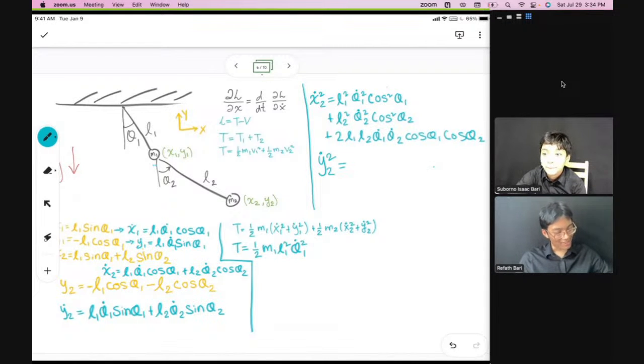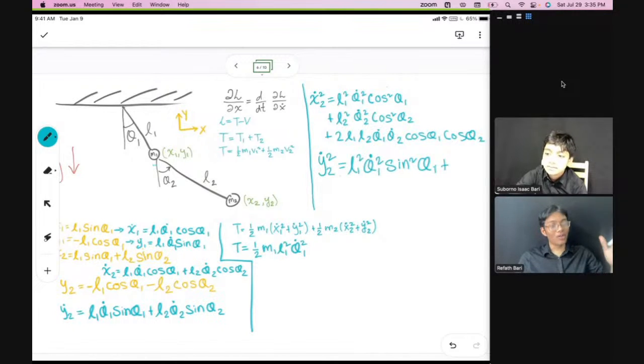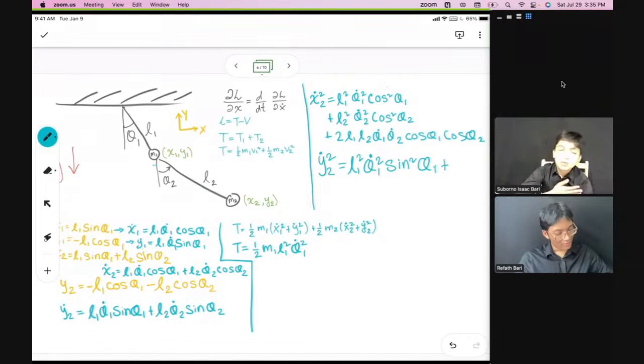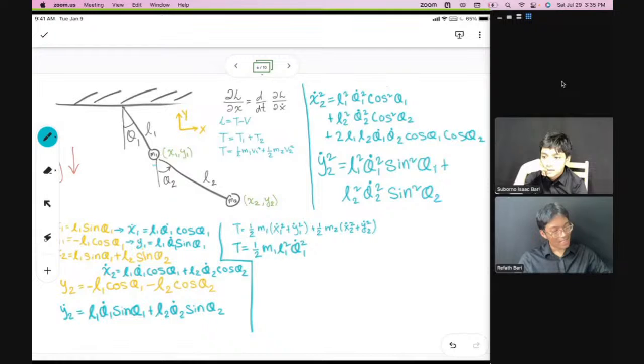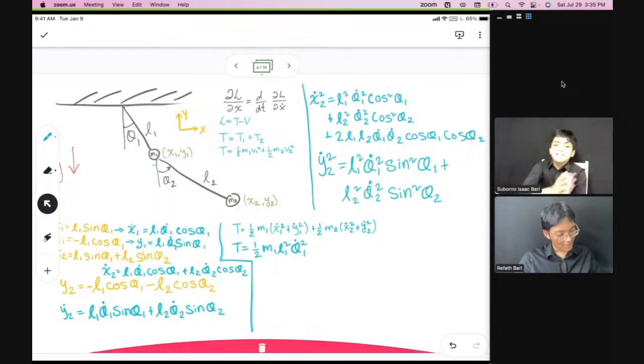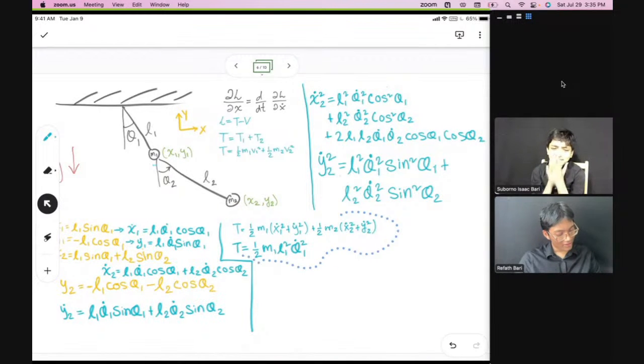So y2 dot squared. Let's go ahead and square that, shall we? L1 squared. We don't have very supportive comments today. No, extremely supportive. Thank you to all of our viewers. So L2 squared theta 2 dot squared sine squared theta 2, and then don't forget the cross term, which is L1 L2. So let me go ahead and delete this over here.